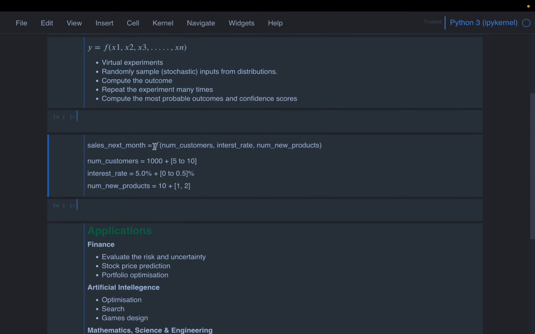Then we plug them into this function. Let's say that we already know the functional form. We compute the number of sales next month. So we did one experiment, and we have one outcome, or one value, for the sales next month. Then we pick one more value for each of these 3 variables, again from the known range or the known distribution. So we draw 3 values for these 3 variables, and we again compute the sales for next month. So we have the second value for the sales next month. We repeat this experiment many number of times.